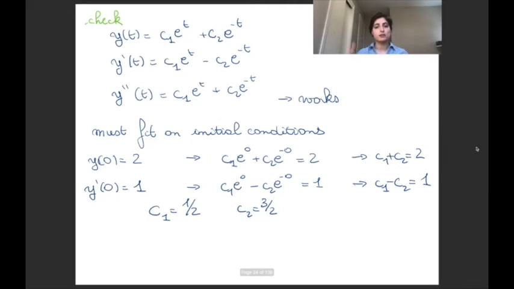And this gives us two equations to solve. We want c1 plus c2 equal to 2, and c1 minus c2 equal to 1. And we can solve these two equations at the same time, and we have a unique solution. That is, c1 is equal to 1/2, and c2 is equal to 3/2. So our solution to our ODE, including initial conditions, is this function: 1/2 exponential of time plus 3/2 exponential of minus time.